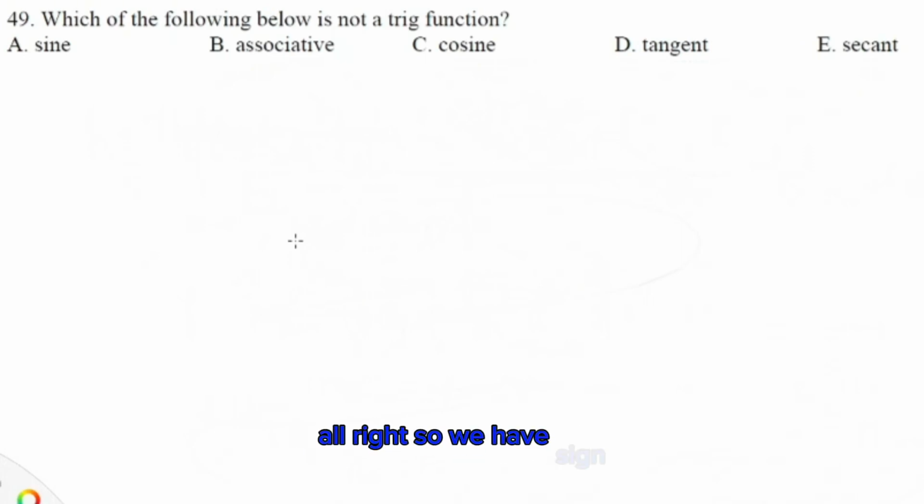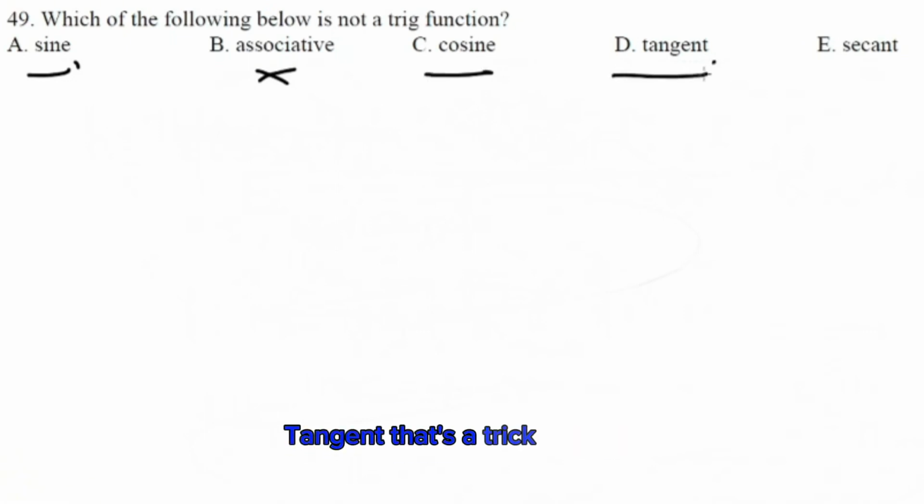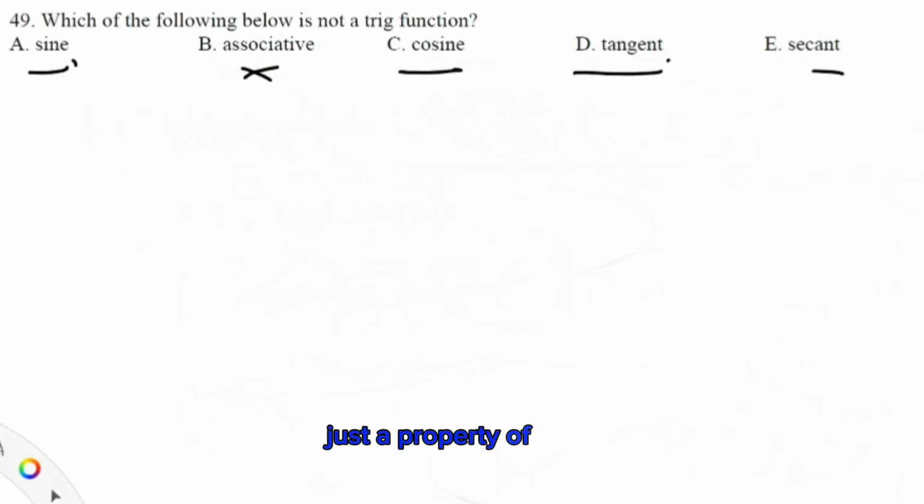Next, which of the following below is not a trig function? Alright, so we have sine. That is a trig function. We have associative. That is not a trig function, but let's keep looking at the other ones. Cosine, that's a trig function. Tangent, that's a trig function. And secant, that's a trig function. So associative is just a property of math. It's not a trigonometry function, and that's your answer.